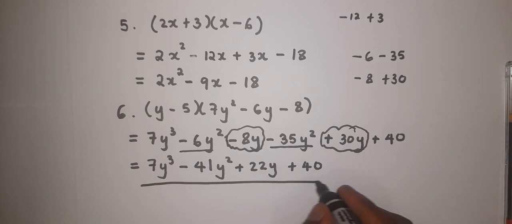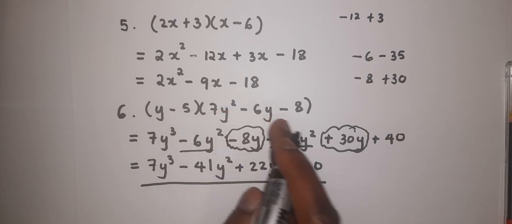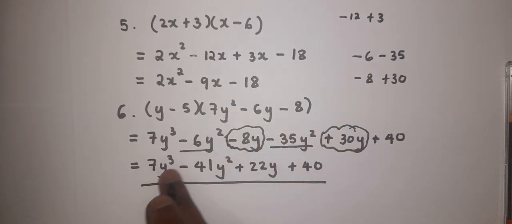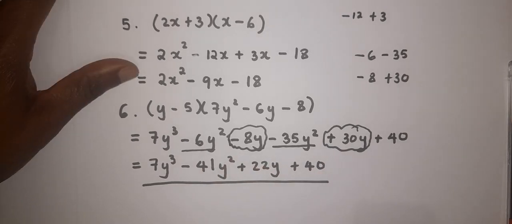This algebraic expression y minus 5 multiplied by 7y squared minus 6y minus 8 simplifies to 7y cubed minus 45y squared plus 22y plus 40.